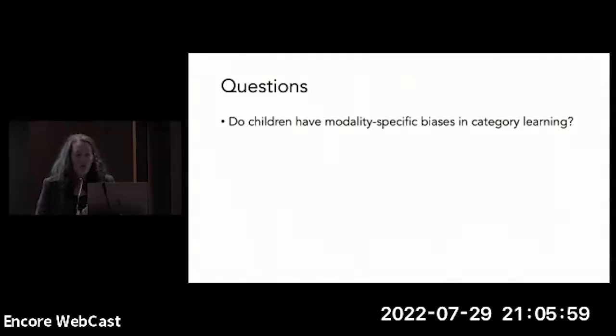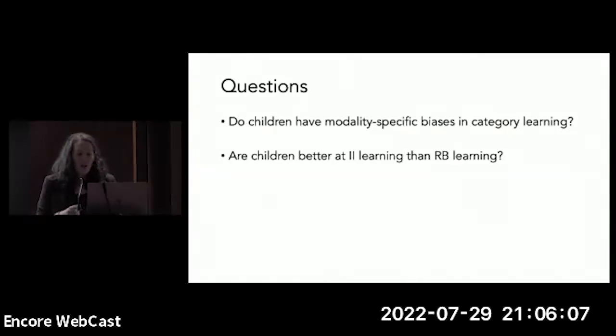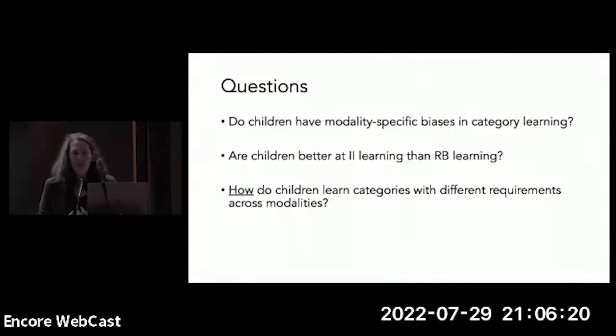So the different questions that we're going to be able to address in this study are, do children have this modality-specific bias in category learning? Specifically, are they going to be better at learning for auditory than visual information? Are children going to be better at information integration learning than rule-based learning? Again, coming from this hypothesis that it's due to these less developmentally sensitive striatal mechanisms versus prefrontal cortex. And then finally, how do children learn these categories with these different requirements across different modalities? So we'll look at accuracies as a measure of their performance and how well they learn, but I'm also really interested in understanding how they learn. So we'll investigate that as well.